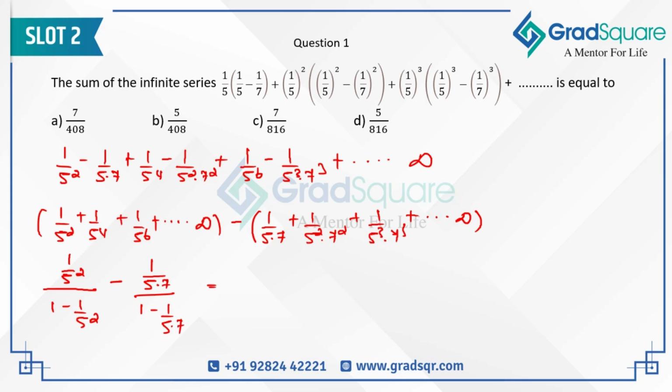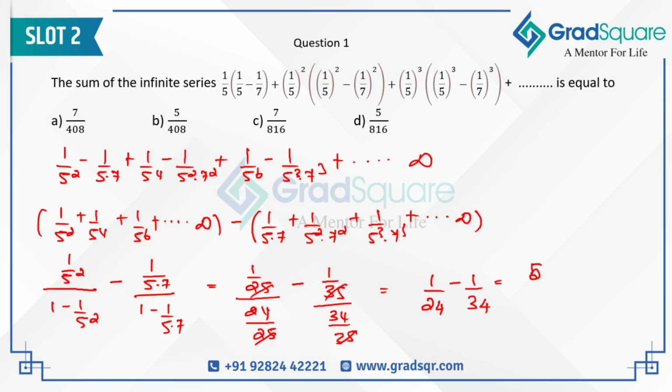When simplified, this is going to be 1/25 divided by 24/25, and 1/35 divided by 34/35. So 25 and 25 cancel, 35 and 35 knocked off, so I'm going to get 1/24 minus 1/34. When simplified, the answer is going to be 5/408. So option B is the answer for this question.